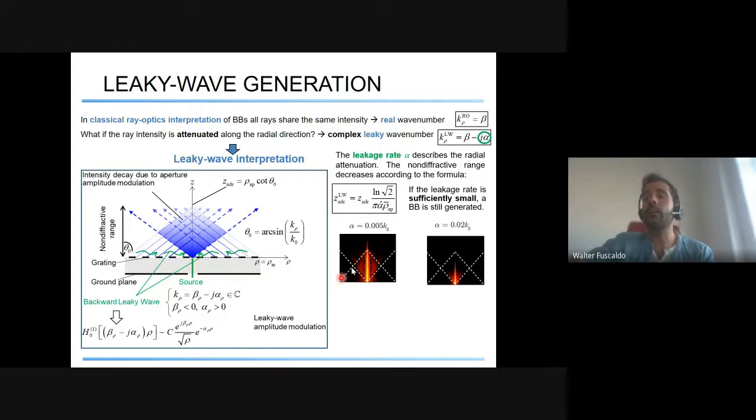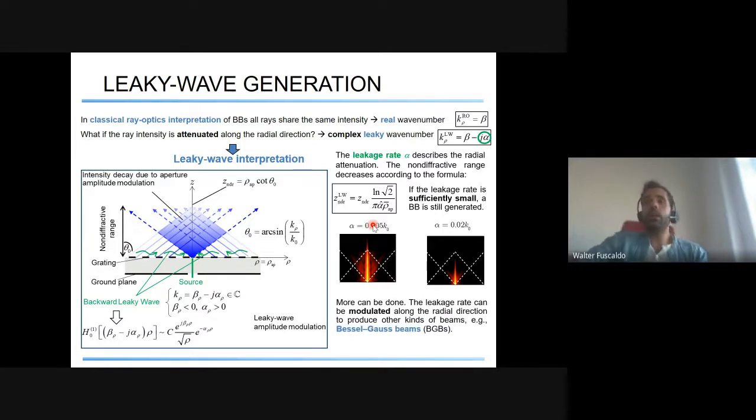You can see that the higher tip of this triangular region that is predicted by classical ray optics for real wave numbers is reached by the intensity of the Bessel beam. When the attenuation constant is larger, for example 0.02, the Bessel beam is still generated, but now you can see that the Bessel beam doesn't reach the non-diffractive range that is predicted by classical ray optics, but instead reaches a shorter distance that can be predicted by this formula reported above.